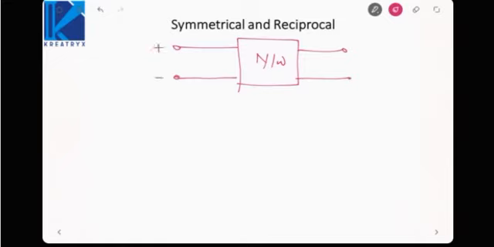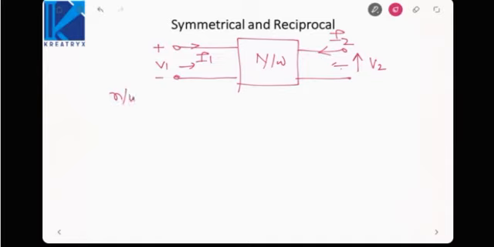This is V1 and the current entering will be I1. Similarly, this is V2, current entering is I2. Now if you look from this side, that is from port 1, and you look from the other side, that is from port 2, if the network is identical from both the sides, it is known as symmetrical.